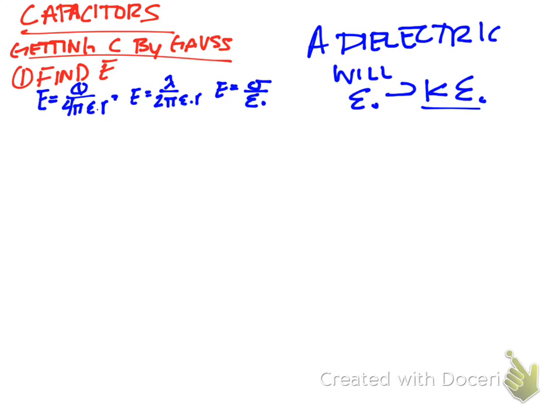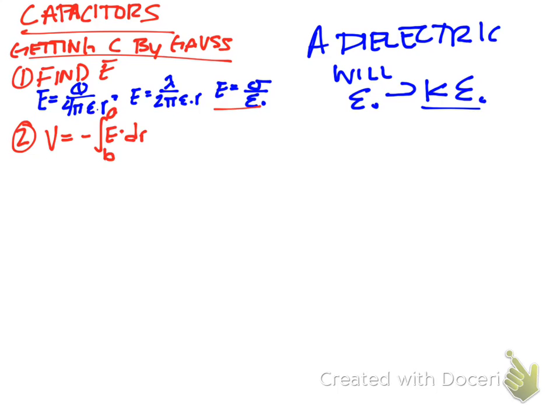So after you've found the electric field, you're going to do step 2, which is find the voltage, which is the negative integral of the electric field in our region with respect to r. And we're going to go from the outside, usually b, to the inside, a. Or in the case of a parallel plate capacitor, from one side to the other, so across the distance d.